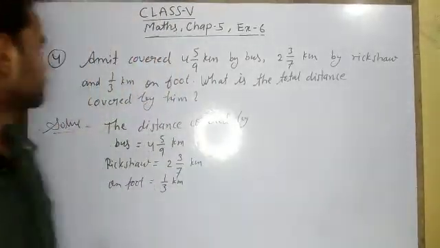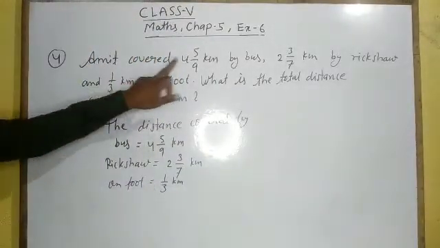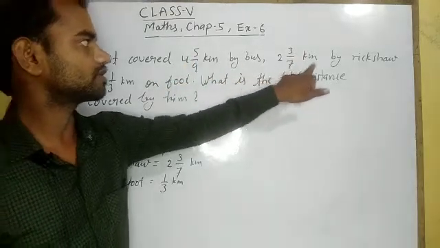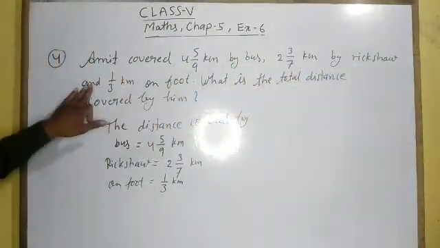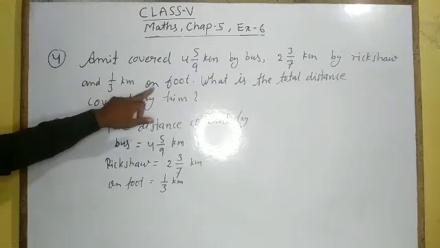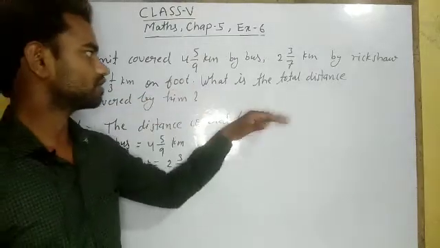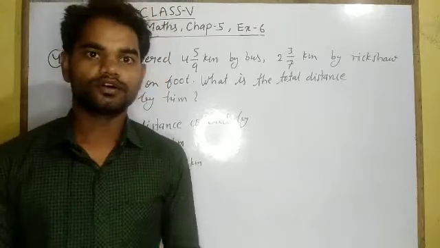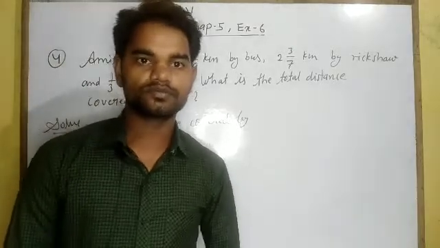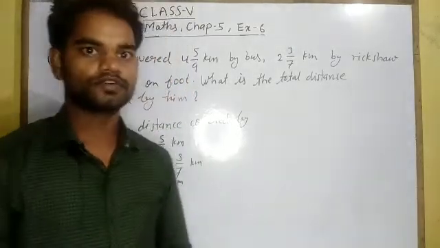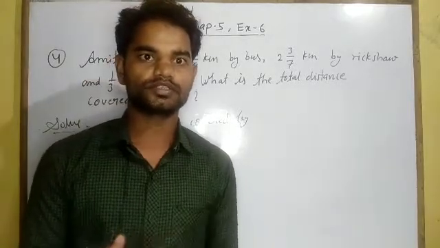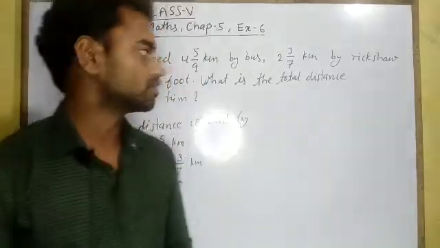Now question number 4. Amit covered 4 whole 5 upon 9 kilometer by bus, 2 whole 3 upon 7 kilometer by rickshaw, and 1 upon 3 kilometer on foot. What is the total distance covered by him? In this question, we have to find the total distance covered by Amit. Amit covered this distance by bus, rickshaw, and on foot.